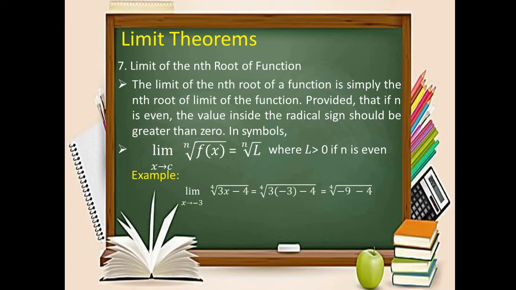Another example. What if we have the limit of the 4th root of (3x - 4) as x approaches negative 3? Then we are going to substitute negative 3 for x. That's why we have the 4th root of (3 times negative 3 - 4) equals the 4th root of (negative 9 - 4). Then if we further simplify, we have the 4th root of negative 13, where our L here is negative 13, which is less than 0 and not greater than 0. That's why our limit of the 4th root of (3x - 4) as x approaches negative 3 does not exist, or we will simply write DNE.